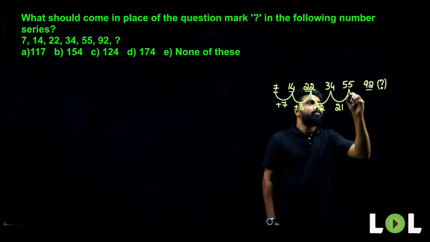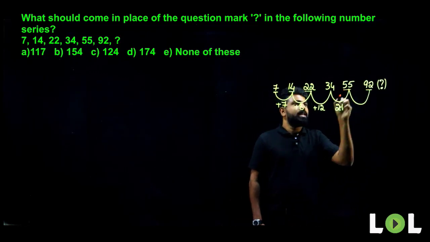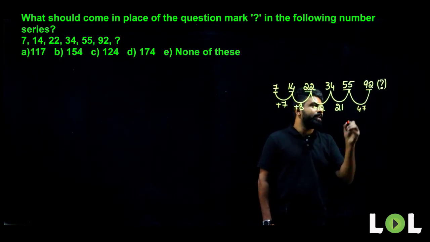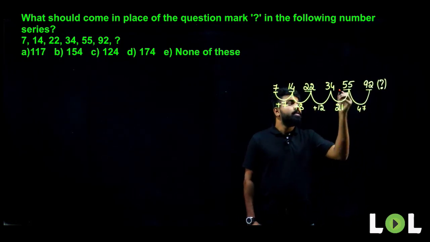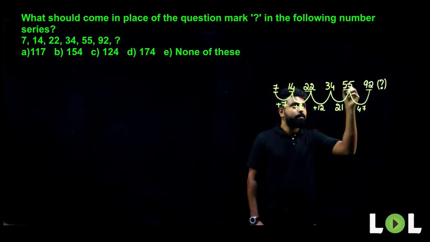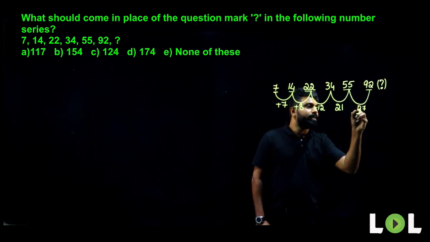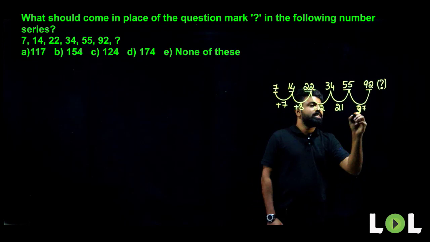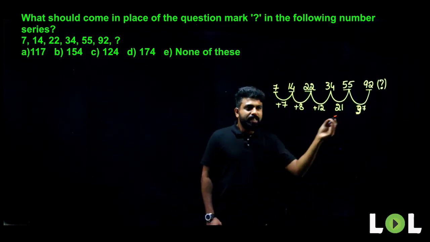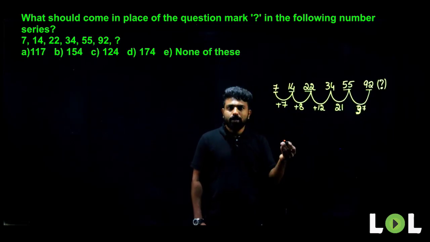From 55 to 92, what do I need to add? I need to add 47 to 55 to get 92. Am I right? 55 plus 40 gives me 95. So, it's not 47, it is 37. Now, look at the differences in this series. Do we get any logic here? No. Then what do I need to do?